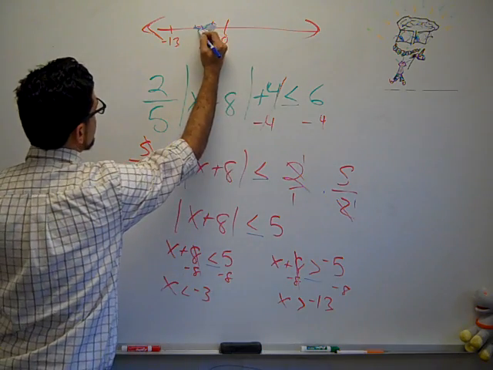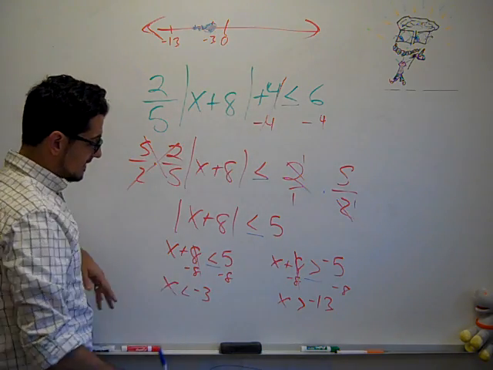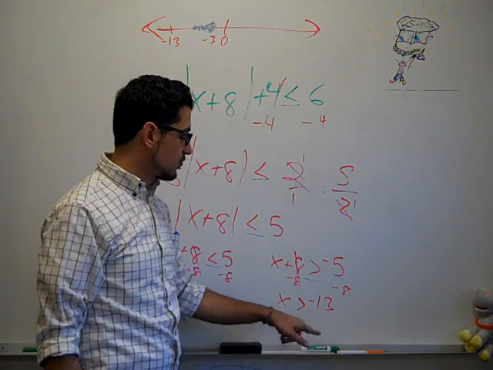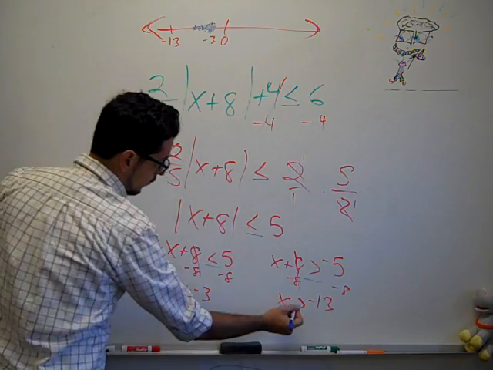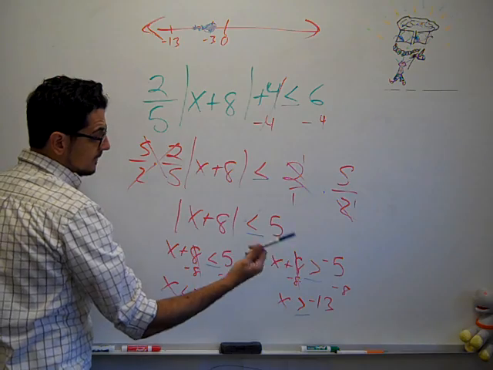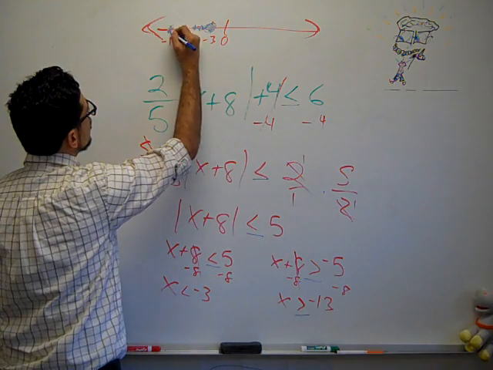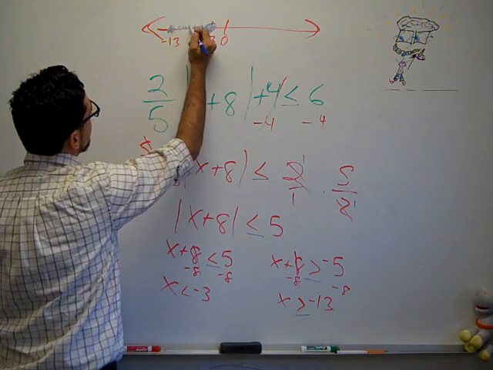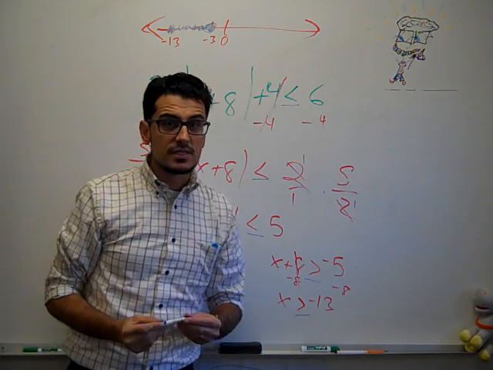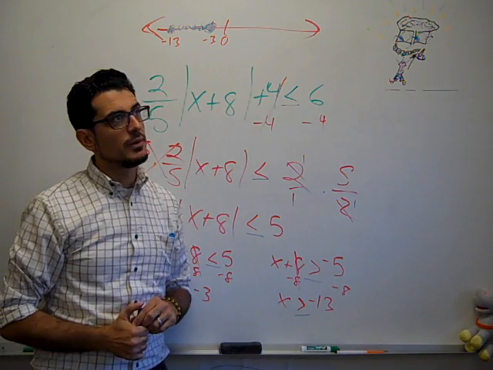All right, and so x is everything less than negative 3, but in this case, x is everything greater than or equal to negative 13. So I'm going to graph this way. And again, I have an and statement. So this is me graphing absolute value inequalities.